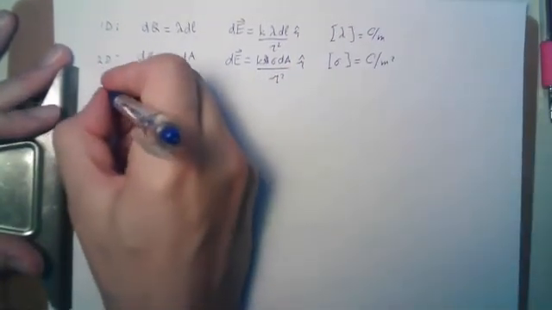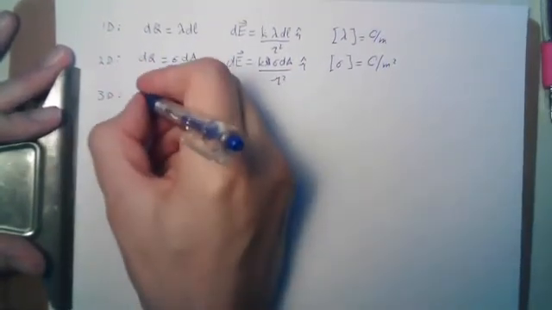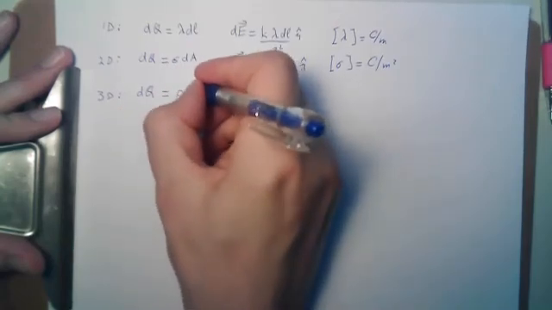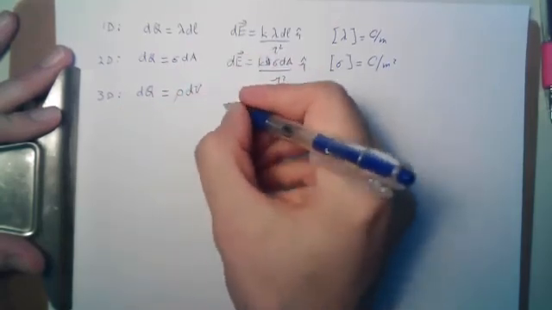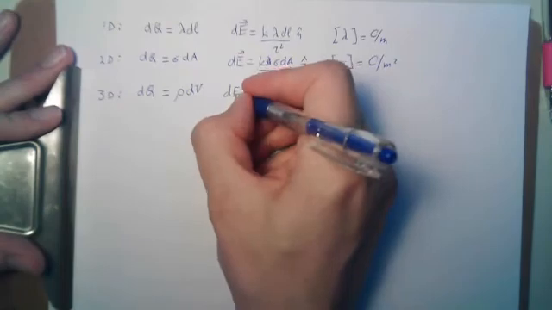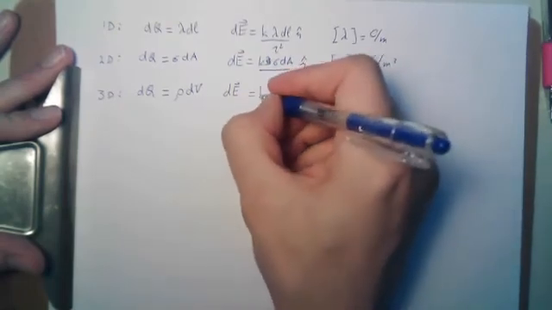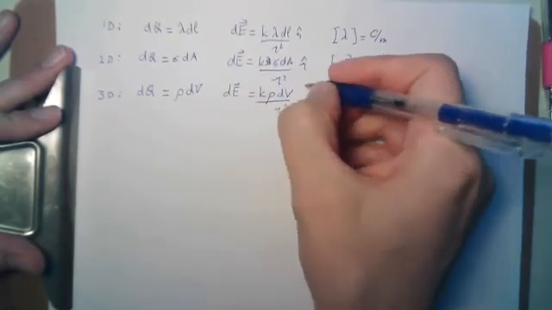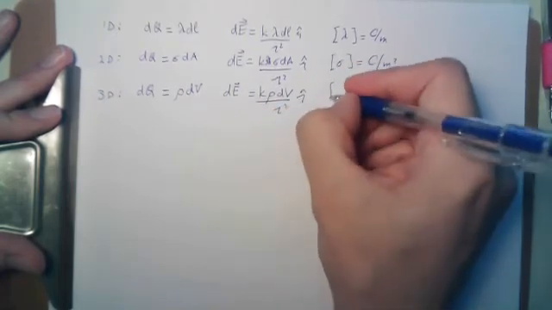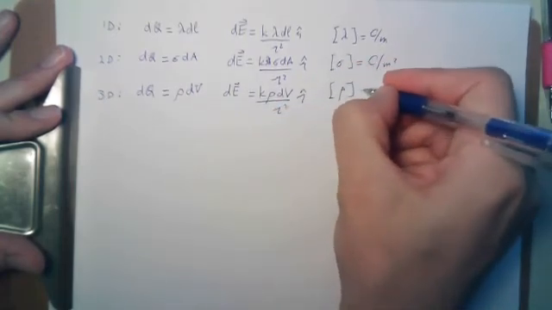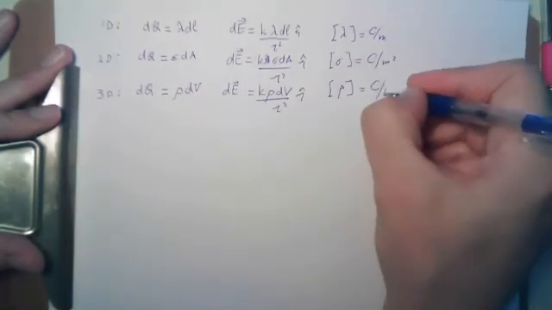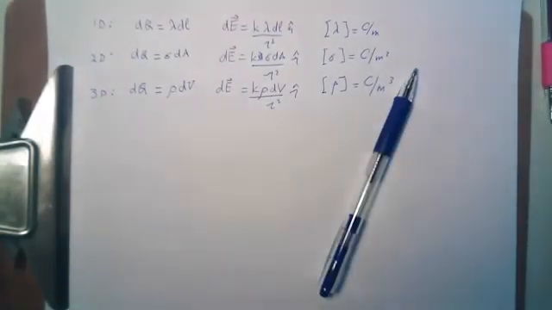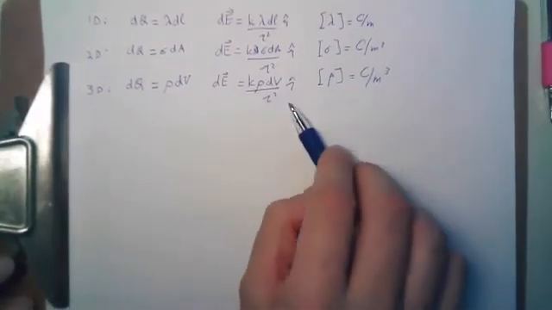And then in 3D, for three-dimensional objects, we have a rho, and we integrate over volume. And now your dE is k rho dV over r squared r hat. And the units of rho, density, are coulombs per cubic meter. And the rest is just putting in the details.